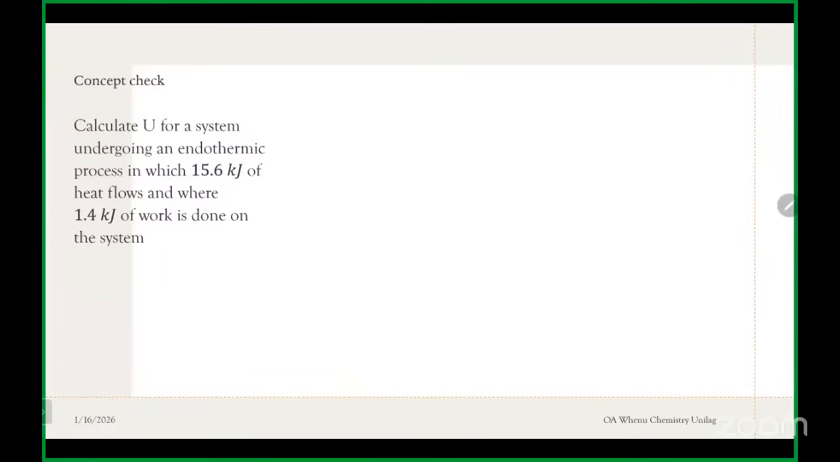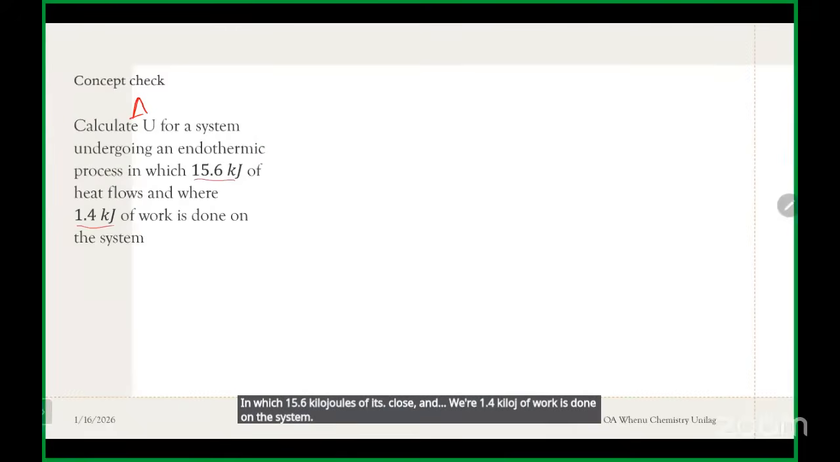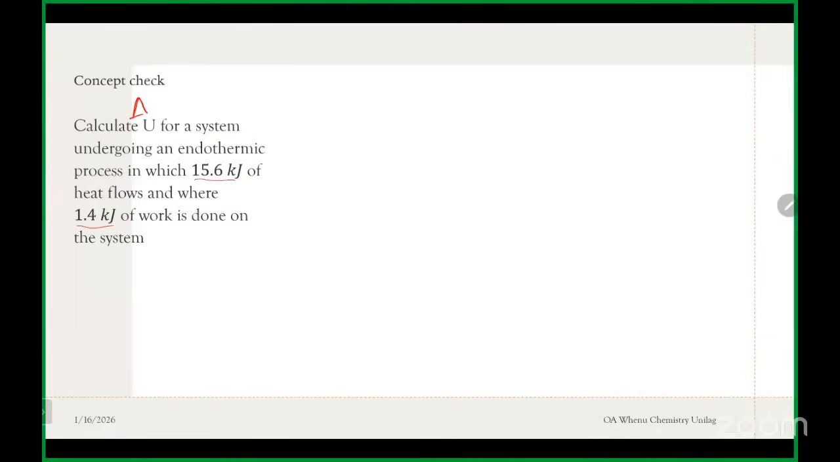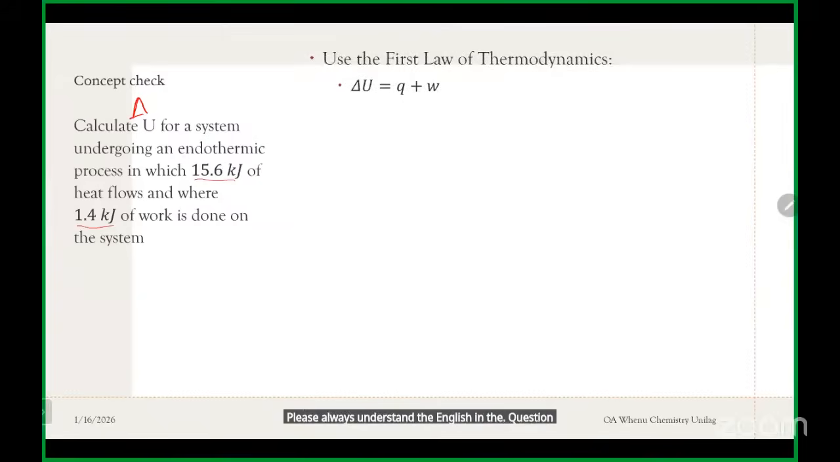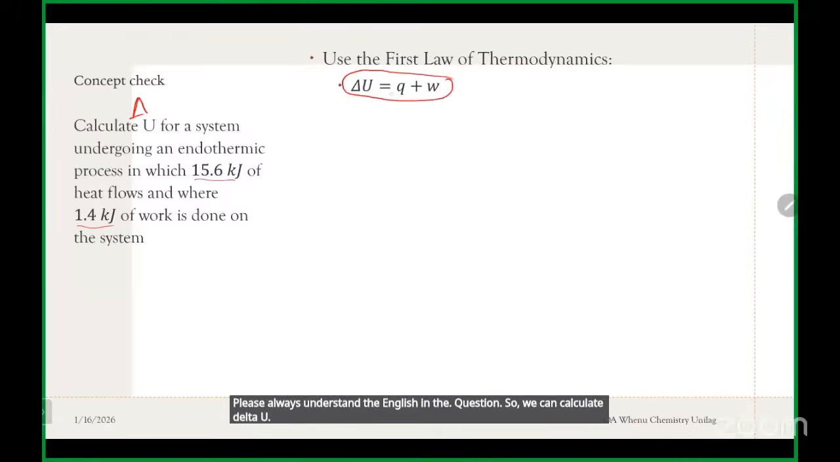Calculate delta U, not U, for a system undergoing an endothermic process in which 15.6 kilojoules of heat flows in and where 1.4 kilojoules of work is done on the system. Please always understand the English in the question. So we can calculate delta U by Q plus W.